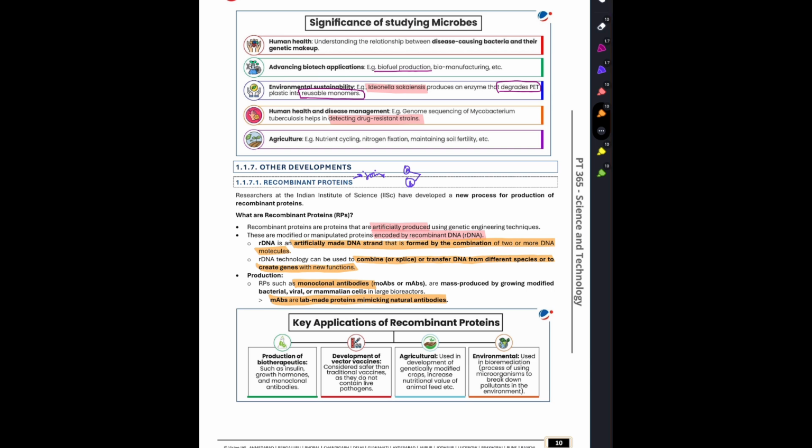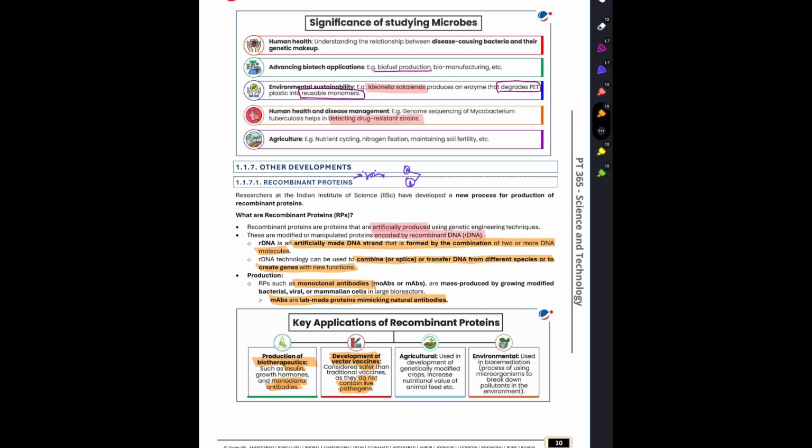What are the applications of recombinant proteins then? First is the production of biotherapeutics such as insulin, basically used by diabetic people, as well as growth hormones and monoclonal antibodies for vaccines. Next is the development of vector vaccines, considered safer than traditional vaccines as they do not contain the live pathogen, which could actually infect you further.